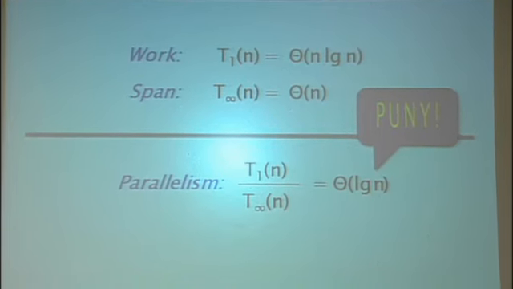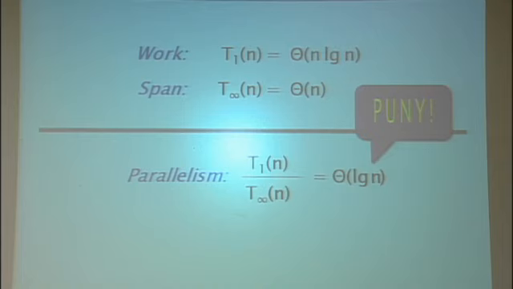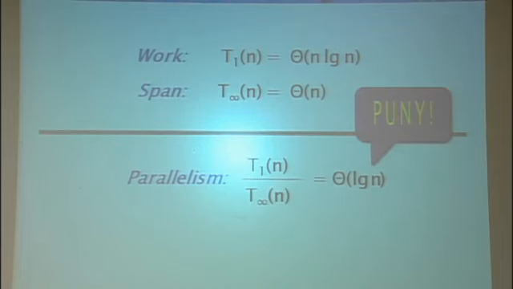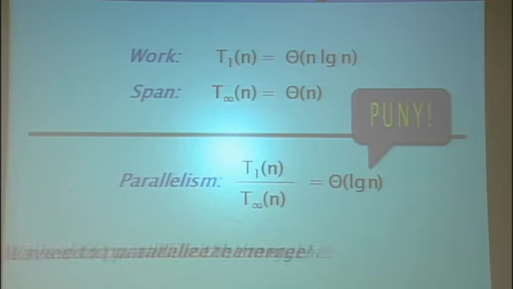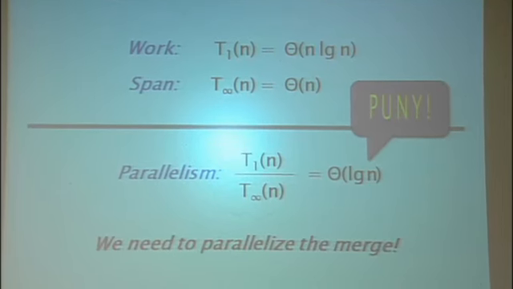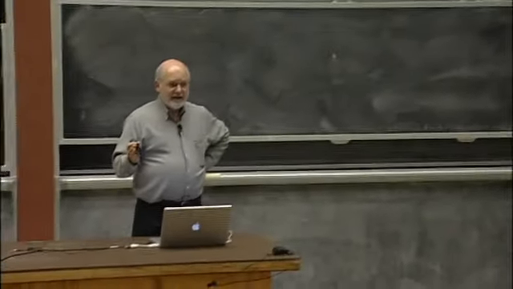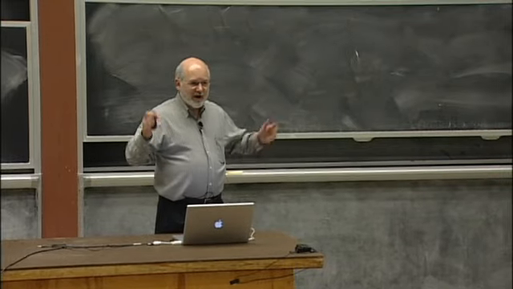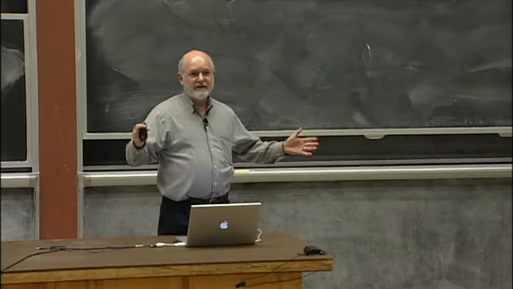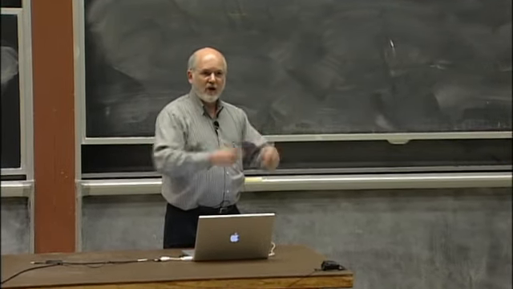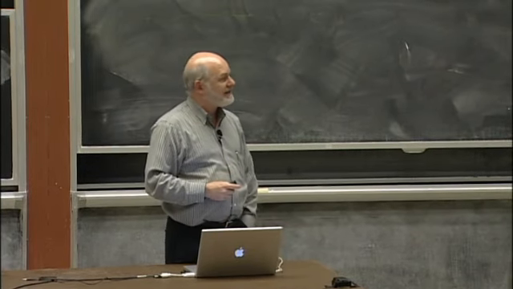Puny parallelism. Log n, yeah, you can run it, and it'll work fine on a few cores, but it's not going to generally scale and give you a lot of parallelism. So it's pretty clear from this that the bottleneck, where's all the span going? It's going to that merge. So when you understand that that's the structure of it, if you want to get parallelism, you've got to go after the merge. So here's how we parallelize the merge.